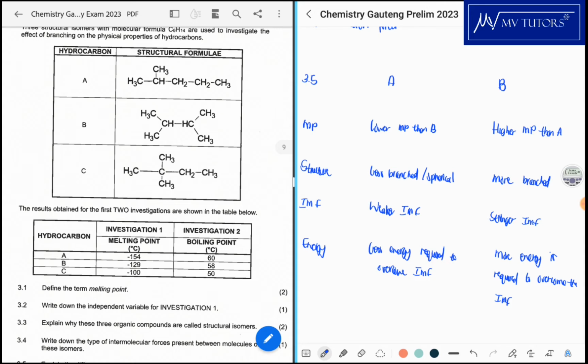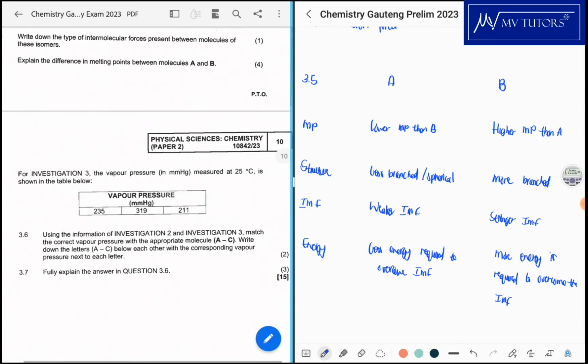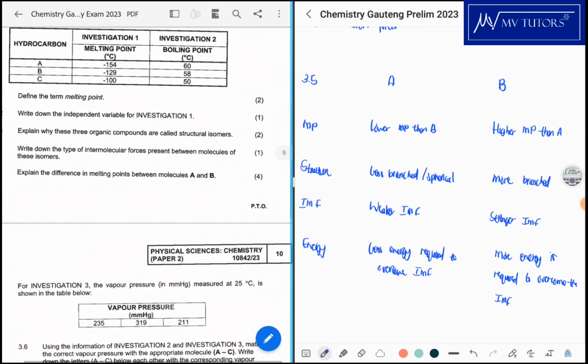Like I said, guys, this is really unexpected. I was expecting hydrocarbon A to have a higher melting point, like it has the higher boiling point, but this is what it is. Okay, and now for investigation 3. So 1 was melting point, 2 was boiling point, and 3 now is the vapor pressure. Okay, measured at 25 degrees Celsius.